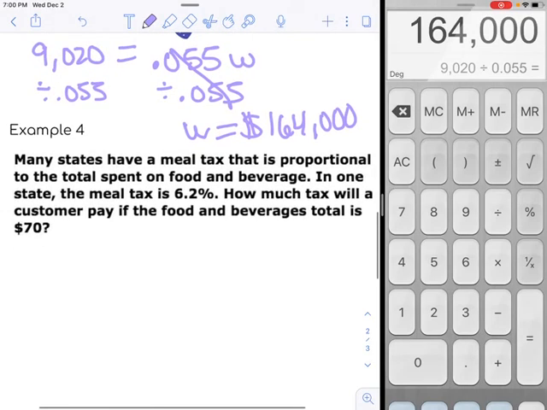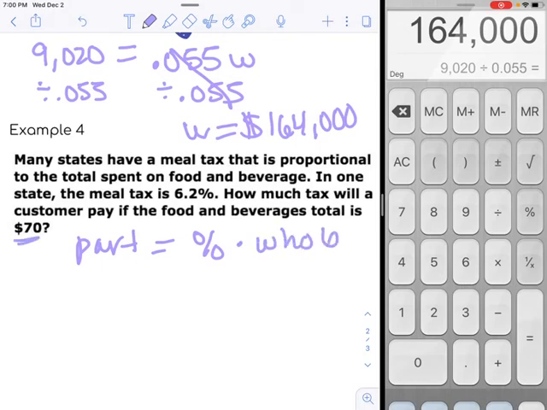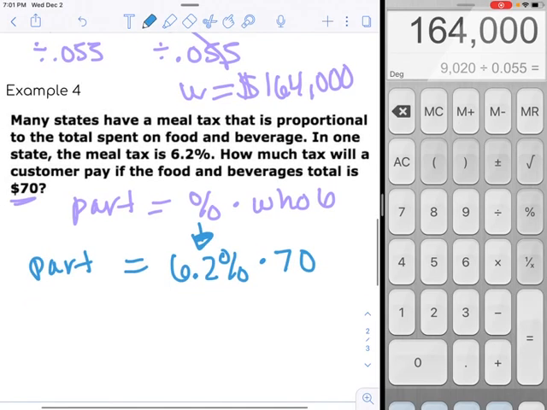Last one. This one is exactly the same as example 2, so I want you to try this one on your own. Many states have a meal tax that is proportional to the total spent on food and beverage. In one state, the meal tax is 6.2%. How much tax will a customer pay if the food and beverages total is $70? Try this one on your own. If we know my percent, 6.2%, and we know our whole is this $70, how much did I spend in tax? Again, we know our percent is 6.2%, our whole, the total bill, was $70, and I want to figure out what part of that is going to be my tax.